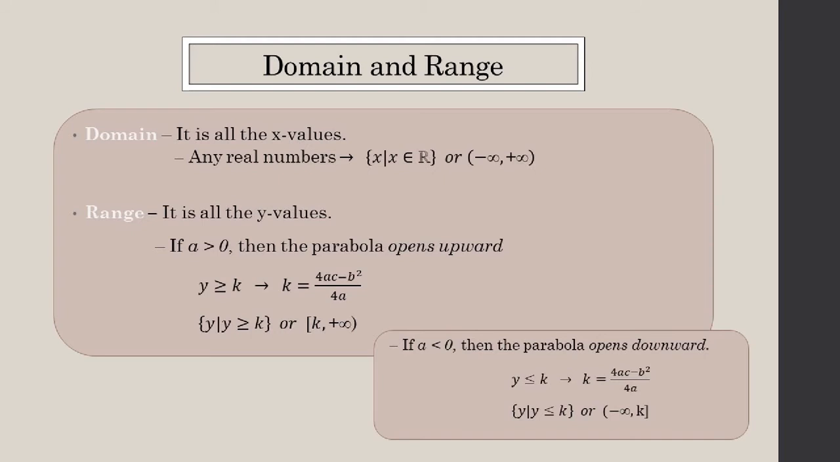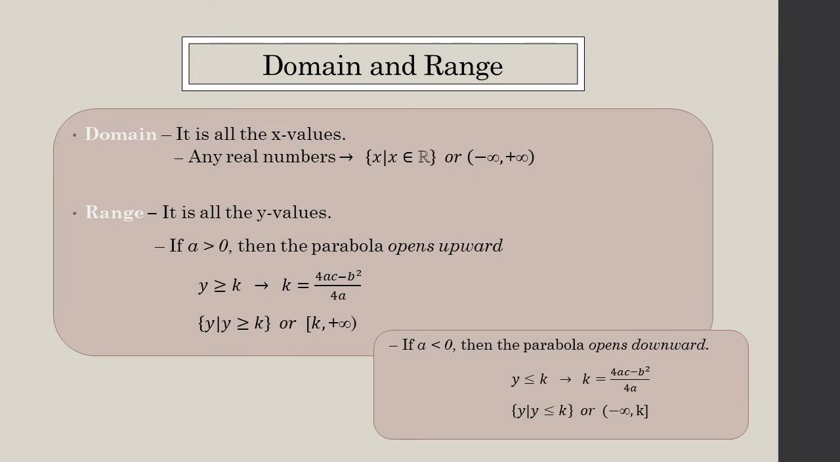Now, finding the domain and range. What is a domain? A domain is all the x values. The domain will always be any real number, and it can be written in this form: x such that x is an element of all real numbers, or in interval form, from negative infinity to positive infinity. So we will have all possible values of x that have corresponding values of y.